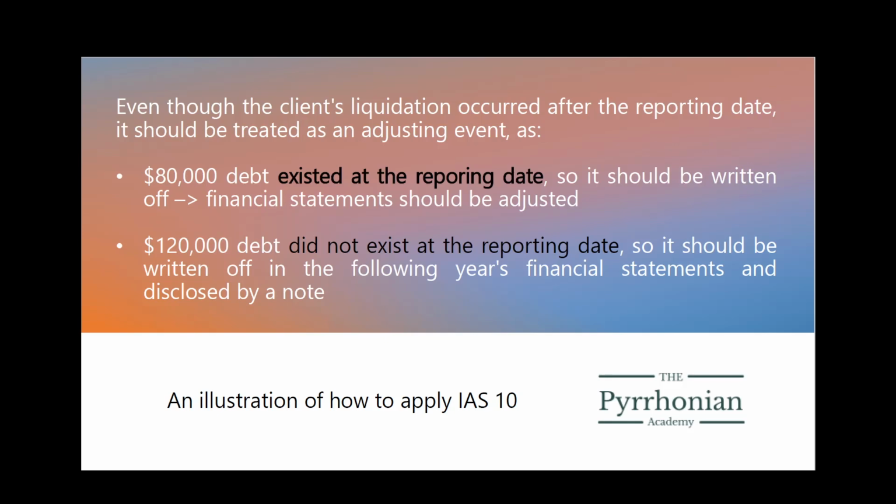And the 120,000 debt is the result of sales after the reporting date. So this debt did not exist at the reporting date, so it should be written off in the following year's financial statements, 2023, and of course disclosed by note to inform the recipients of financial statements that this happened, and that it will be written off in the 2023 financial statements. So that's it for now. Take care, guys.